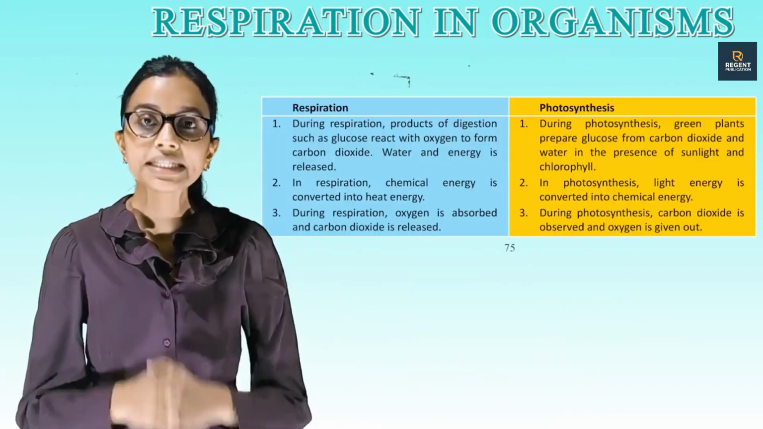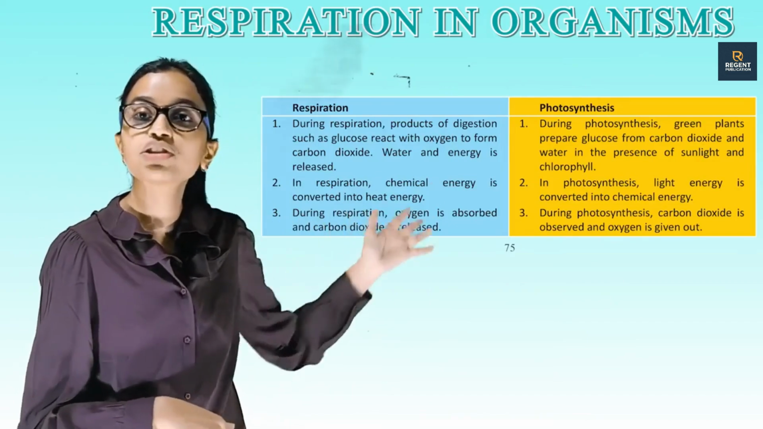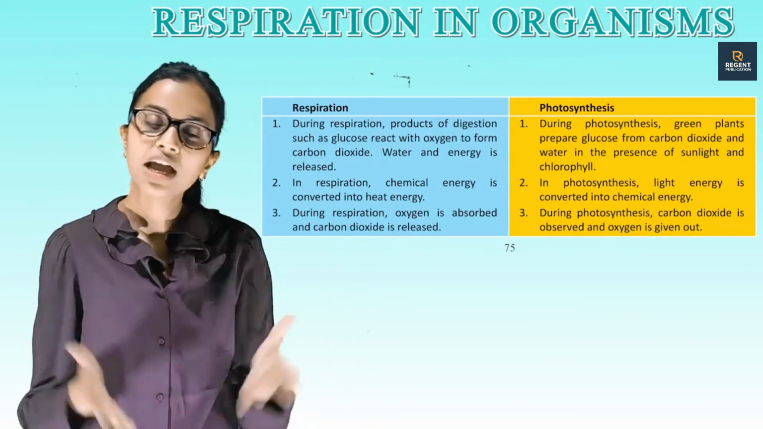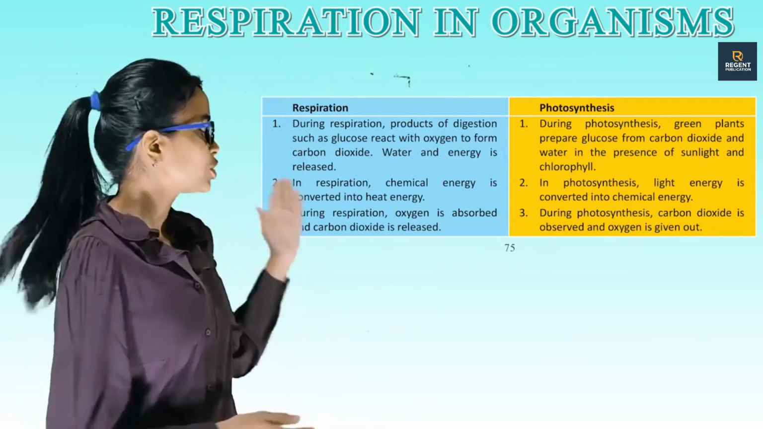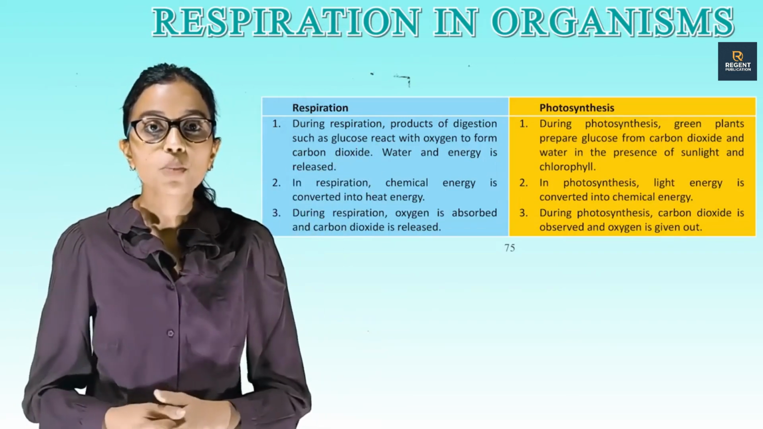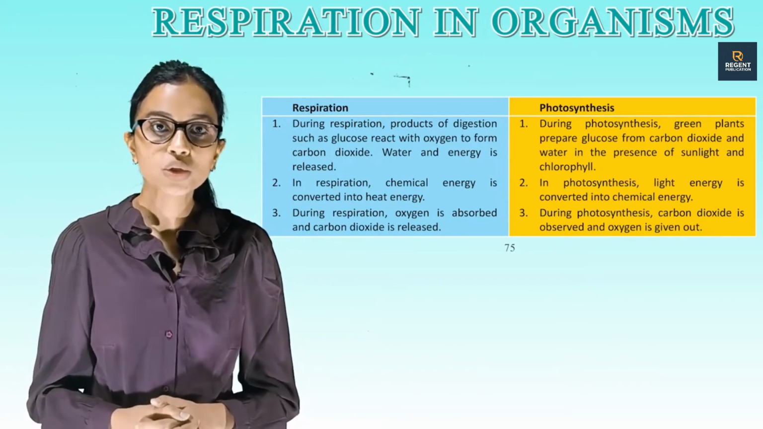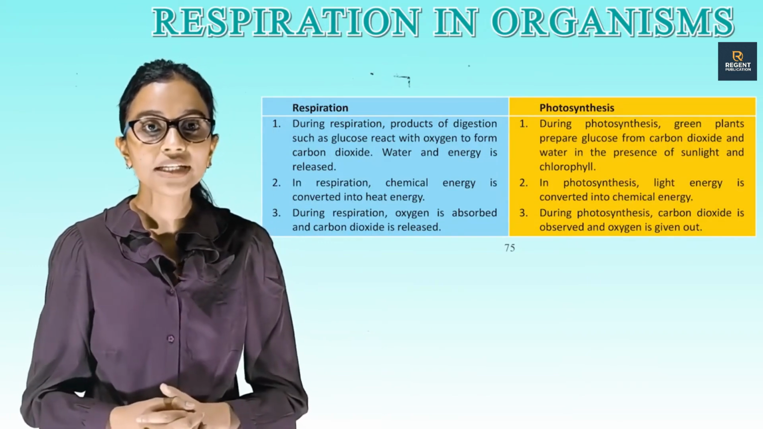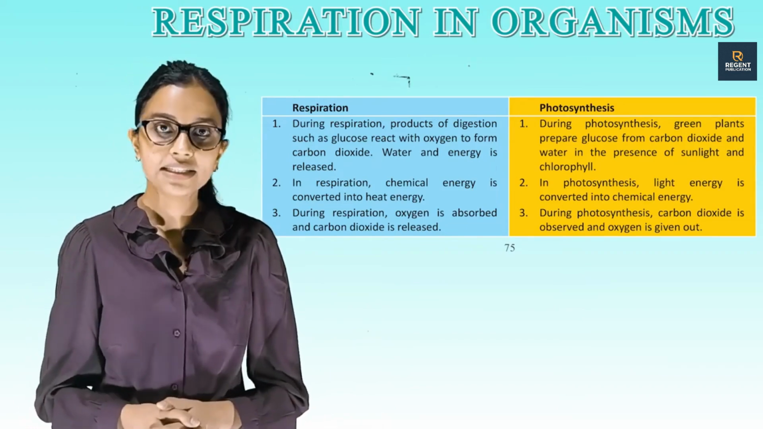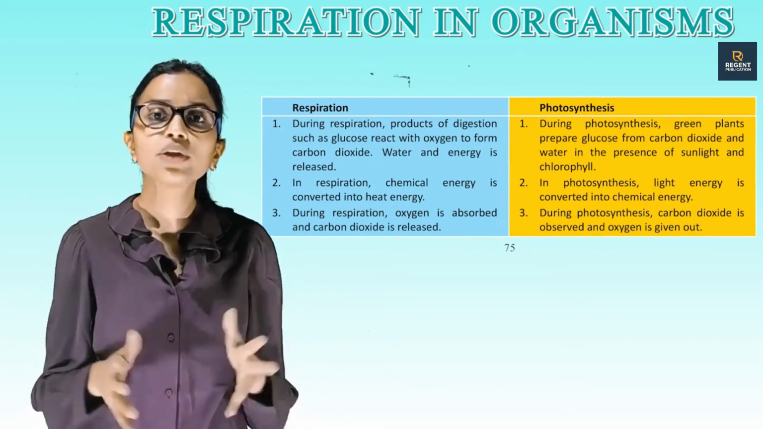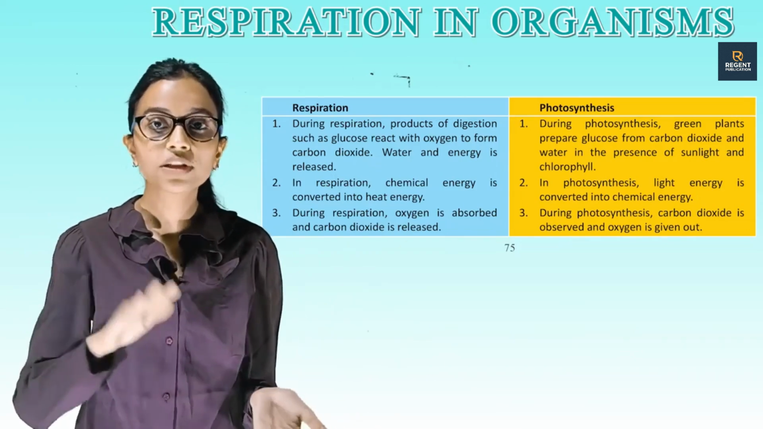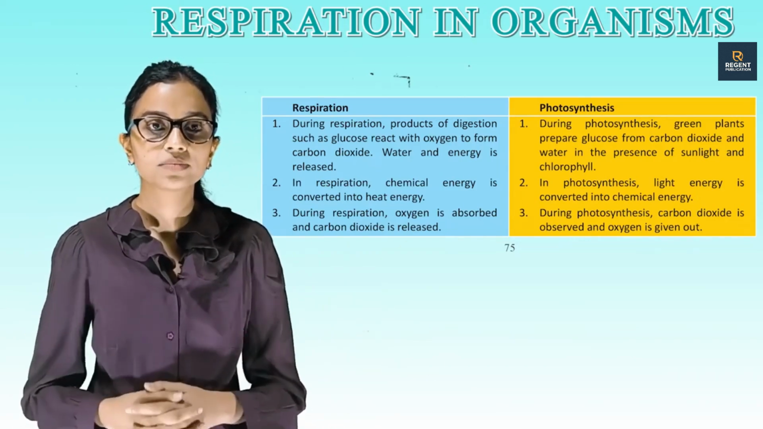Now, children will see the difference between respiration and photosynthesis. The main differences between the two processes are given below. First, during respiration, products of digestion such as glucose react with oxygen to form carbon dioxide, water and energy is released. During photosynthesis, green plants prepare glucose from carbon dioxide and water in the presence of sunlight and chlorophyll.